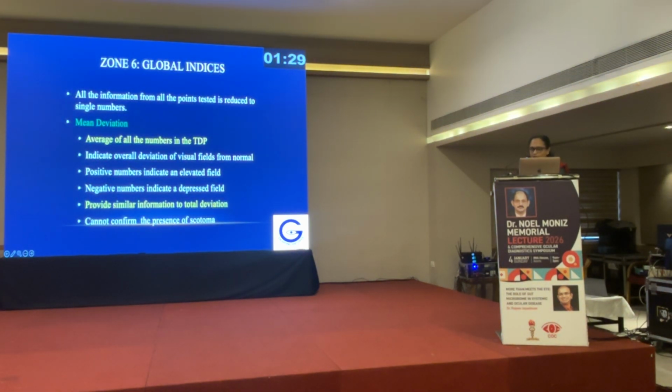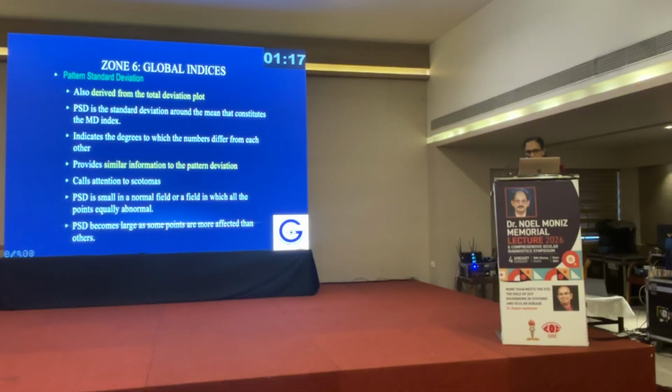Zone 6 is the global indices, which include mean deviation, which is the average of all the numbers in the total deviation plot, and it provides similar information as total deviation. Pattern standard deviation is derived from the pattern deviation plot, and it provides similar information to the pattern deviation. These are all numerical values.